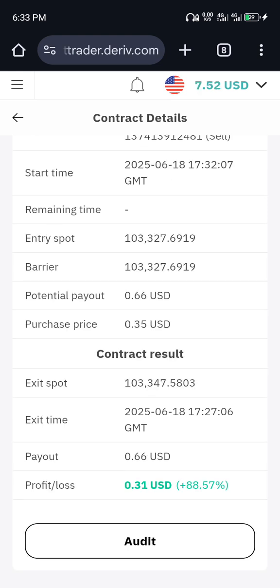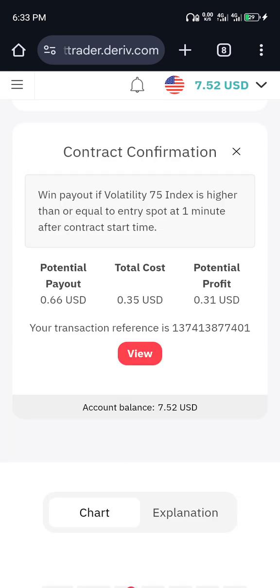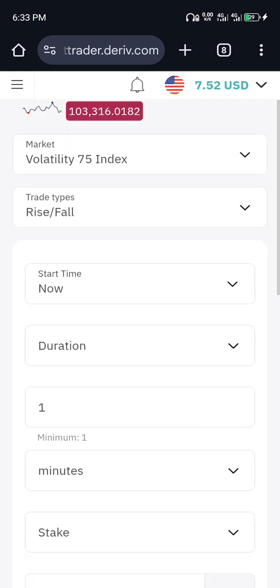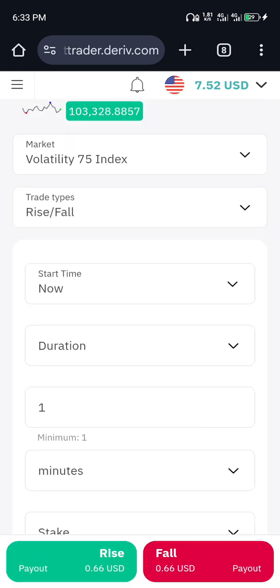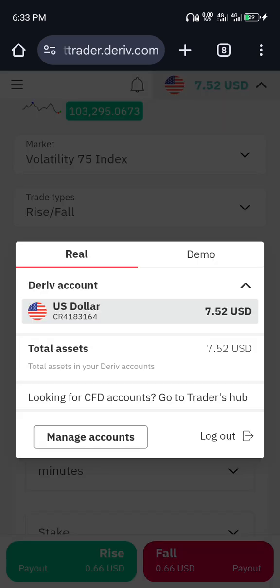So our portfolio is growing. We now have $7.52. That means we have made 50% profit of our capital. We started with a $5 account. Now we have $7.52. That's exactly $2.52 on top. That's how our account is being built gradually. See the account. This is a real account, and this is the balance.